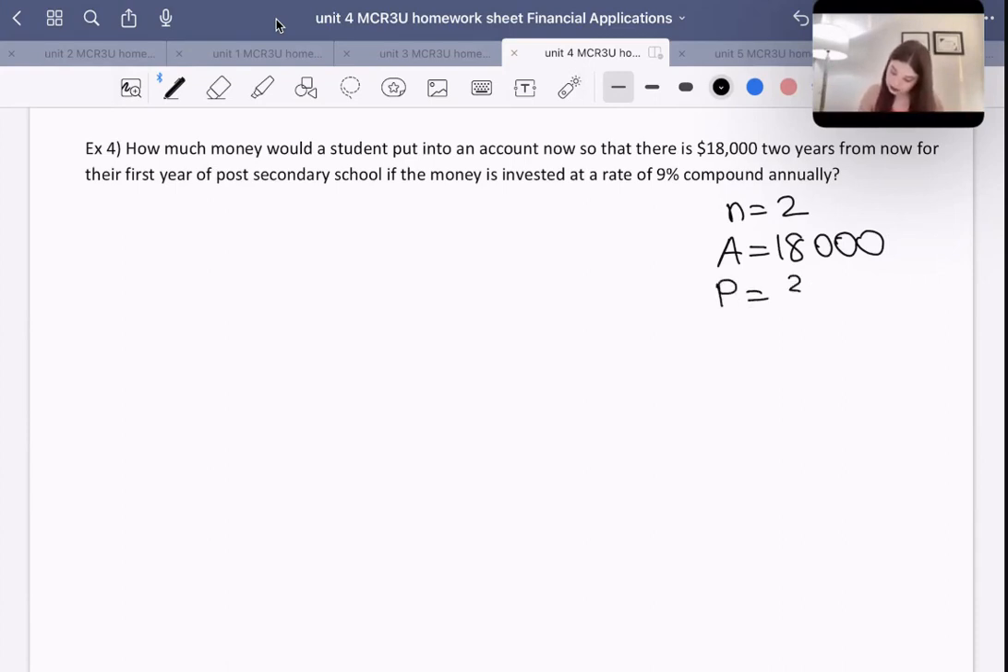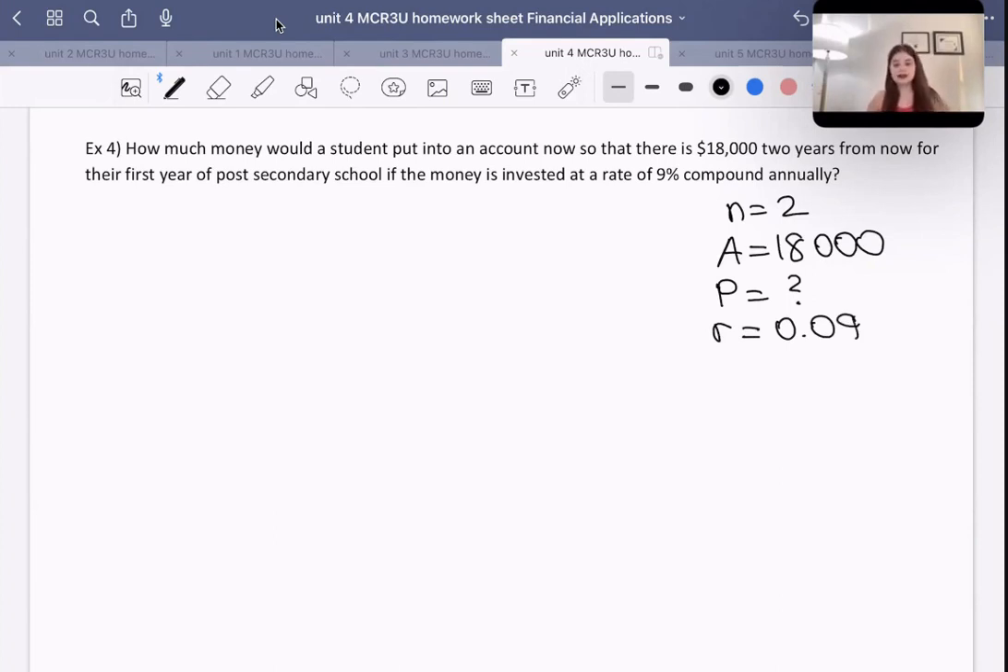P is what we do not know, right? We would like to know how much money we must put in. How much must the principal be to get to where we want to go, which is $18,000. And then R is pretty straightforward. R is just the interest rate, which is 0.09. All right, so let's do it.